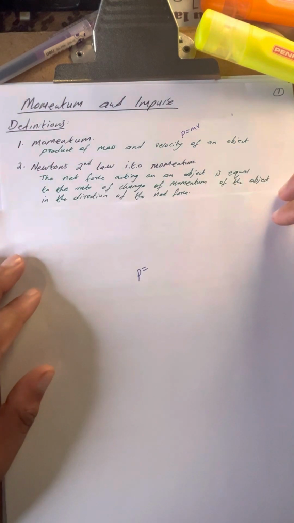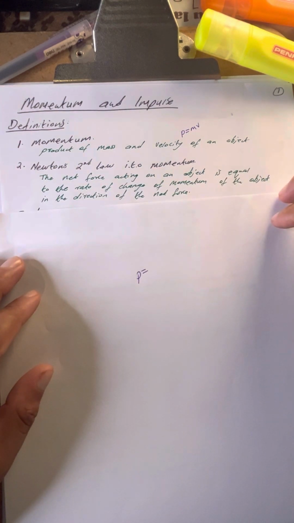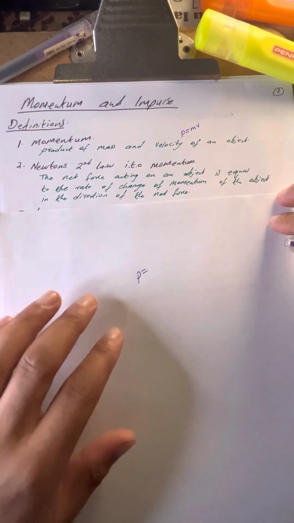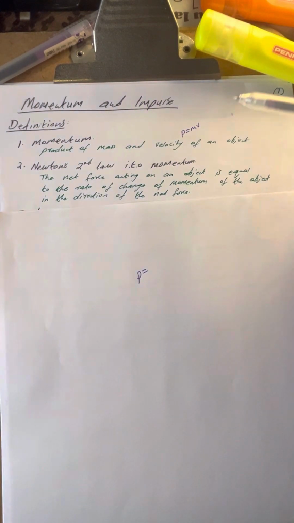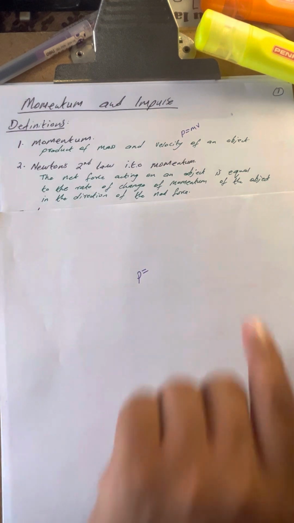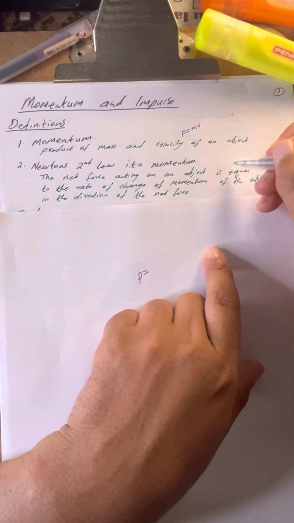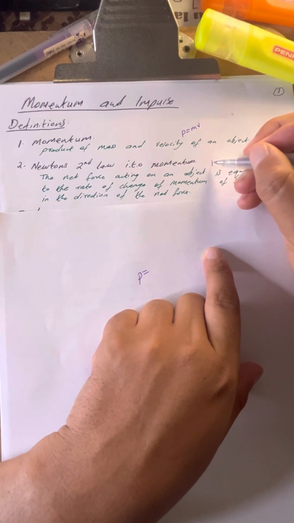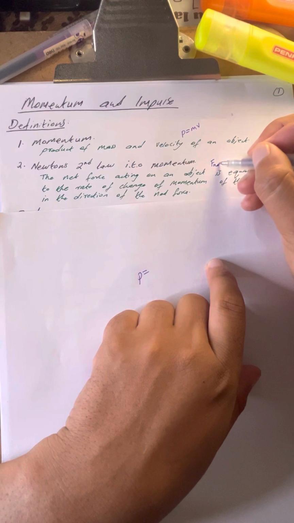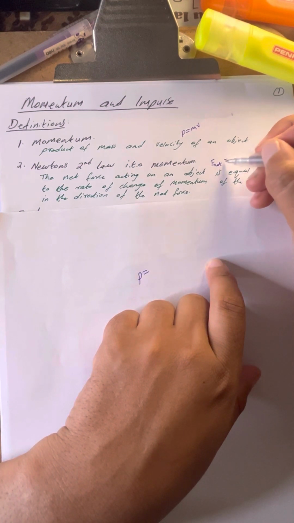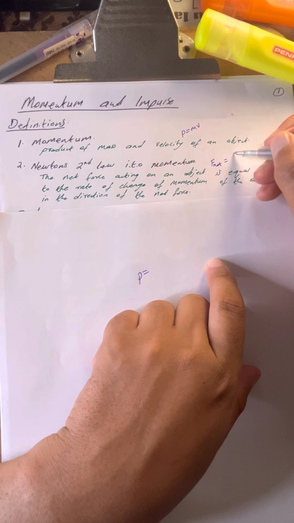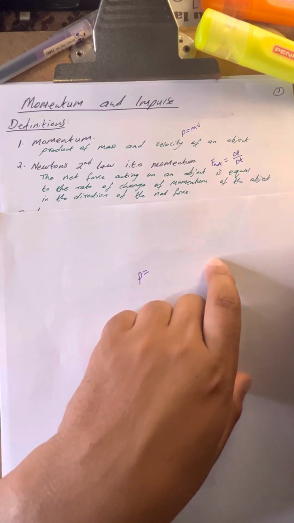Secondly, we go to the other definition, which is Newton's second law in terms of momentum. It states that the net force acting on an object is equal to the rate of change of momentum of the object in the direction of the net force. And if we were to represent it using a formula, it's going to be F net equals the rate of change in momentum. So it's change in momentum on top divided by change in time. And this is Newton's second law in terms of momentum.